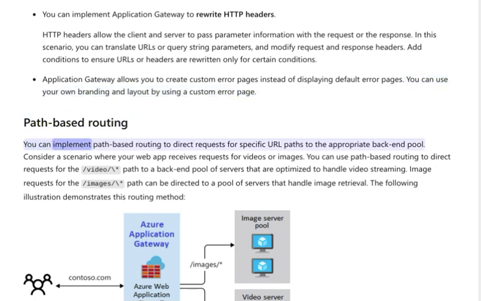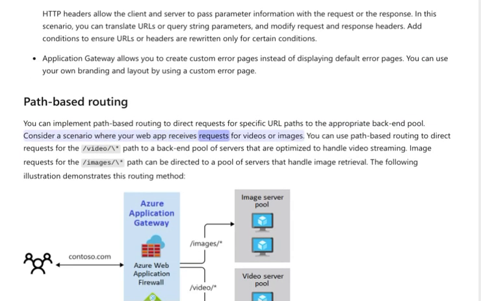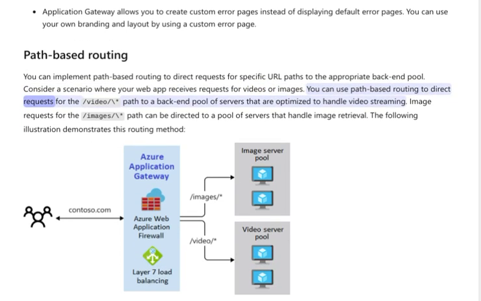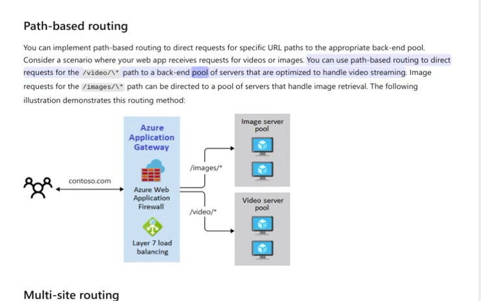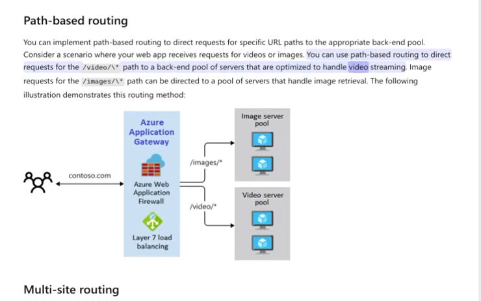Path-based routing. You can implement path-based routing to direct requests for specific URL paths to the appropriate backend pool. Consider a scenario where your web app receives requests for videos or images. You can use path-based routing to direct requests for the /video/ path to a backend pool of servers that are optimized to handle video streaming.